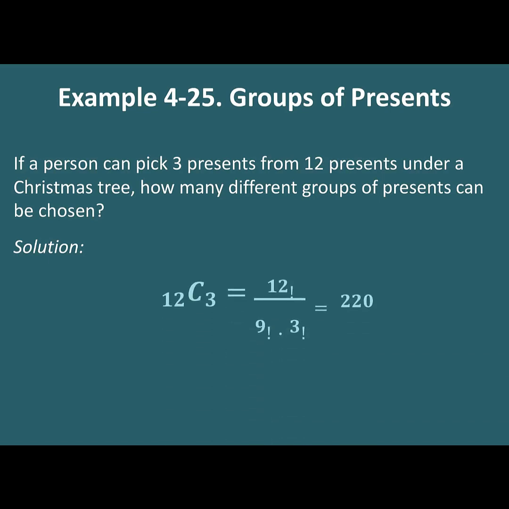Simply put, out of the 12 presents, we choose 3 of them, giving us 12 factorial divided by 12 minus 3, which is 9 factorial, times 3 factorial. You should end up with 220 different combinations.